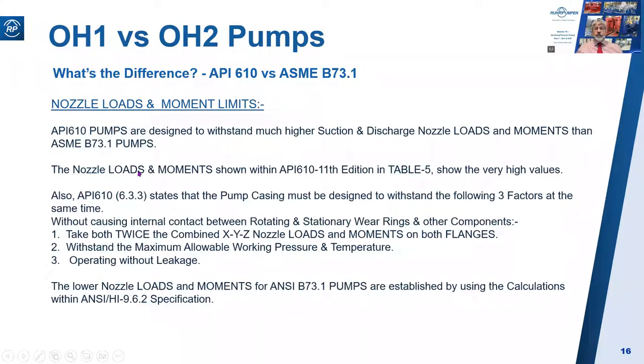So in the 11th and 12th edition, Table 5 shows very high values of allowable forces and moments on the nozzles. It also requires that the pump casing must be strong enough to withstand the following 3 factors at the same time: twice the combined X, Y, Z nozzle loads and moments on both flanges applied simultaneously, while at the same time withstanding the maximum allowable working pressure and temperature and operating without leakage. That's a tall ask, and all API 610 pumps meet this requirement. An ANSI pump will never meet that requirement.